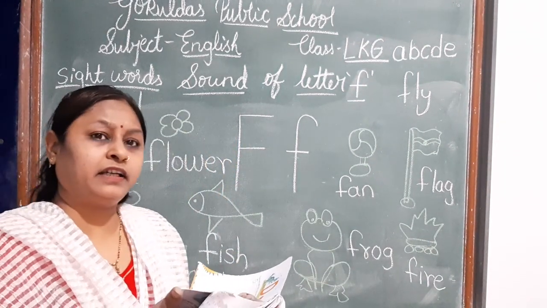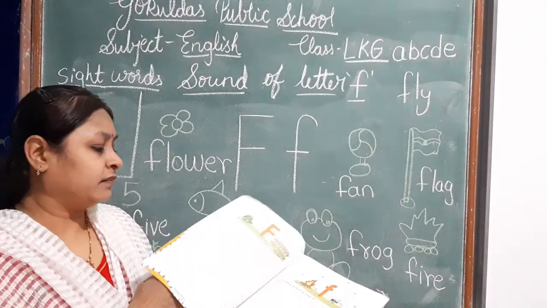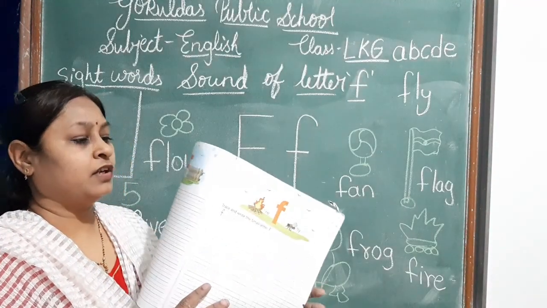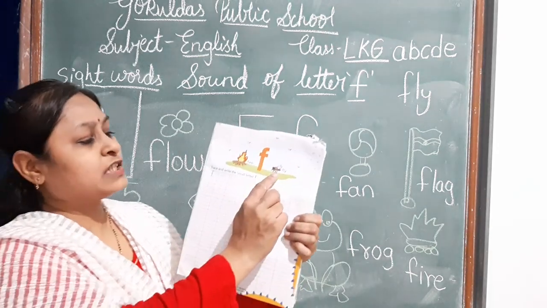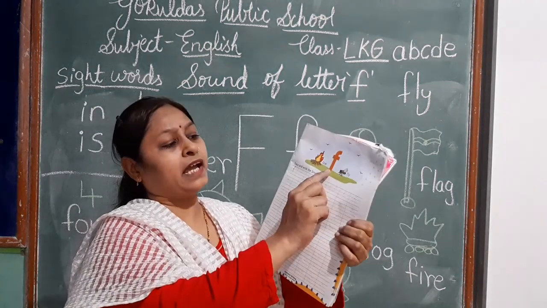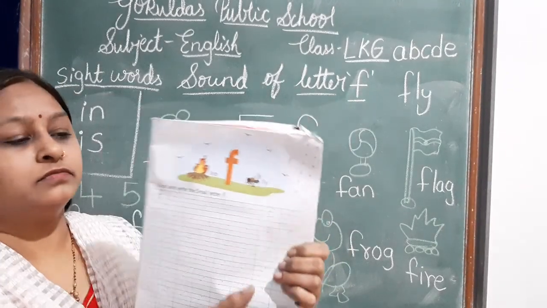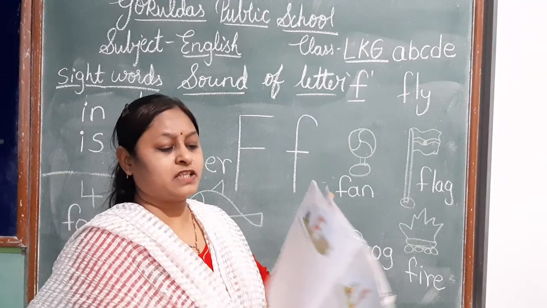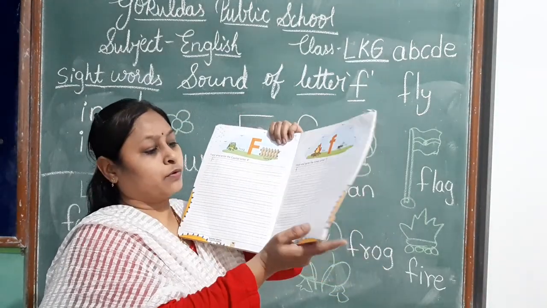You have to complete letters D, E and F. So you have to complete this letter F. Look here, this is fly. F, F, F, fly. Complete this page in your book.